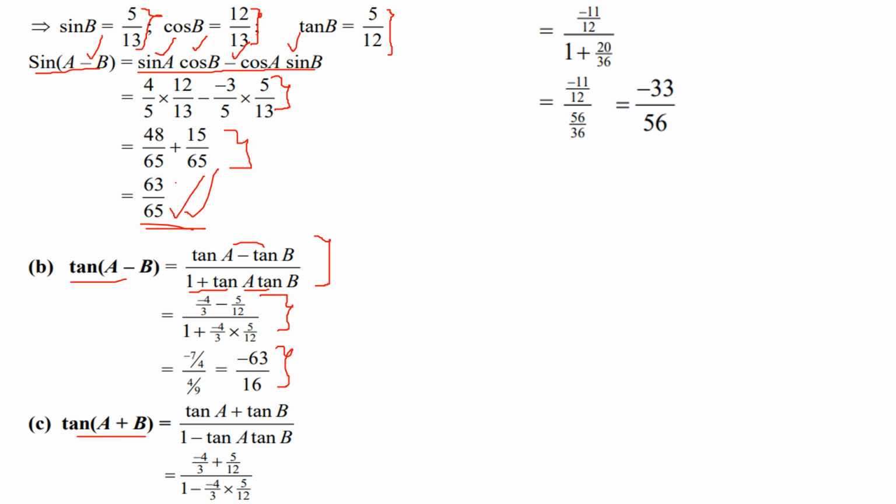You do the same thing to tan (A plus B). Tan (A plus B) is the same as tan A plus tan B divided by 1 minus tan A tan B. Then you substitute, simplify, and then you are going to end up with negative 33 divided by 56. Now you make sure that you bracket your work to ease simplification.